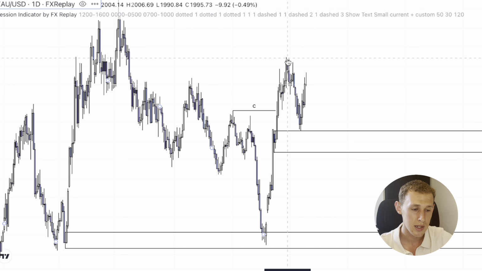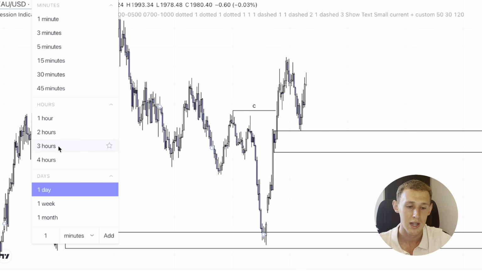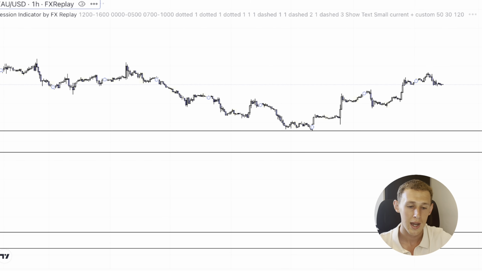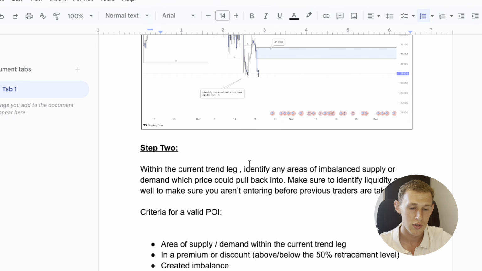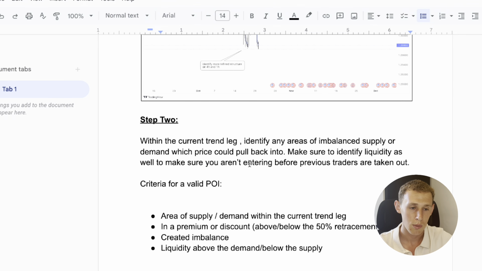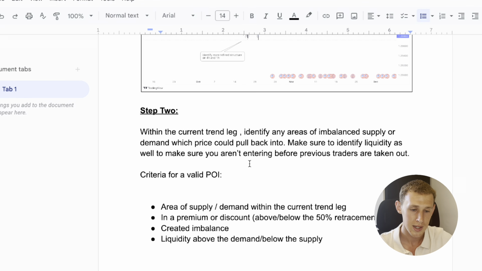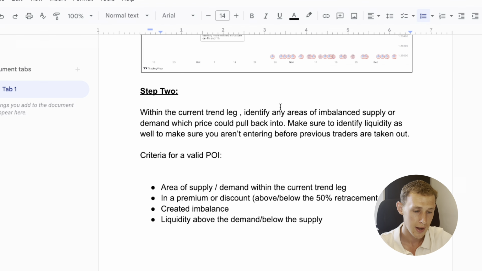Now, if we go over to some of the lower time frames to analyze the structure more clearly, which brings us on to step 2 of the trading plan, which is basically just looking at some of the more refined lower time frame structures and identifying any points of interest, which for myself we'll get into in a moment. But first of all, let's have a look at the more refined structure.